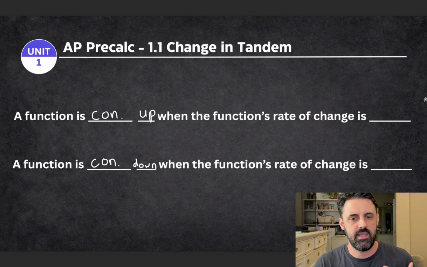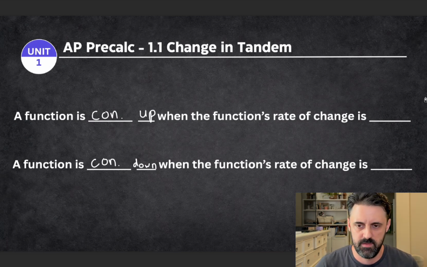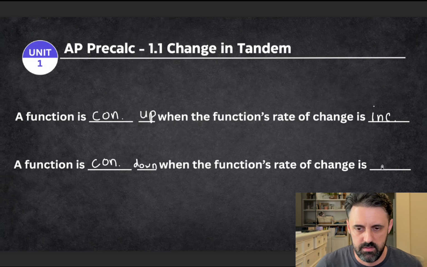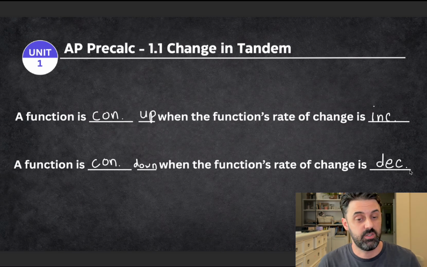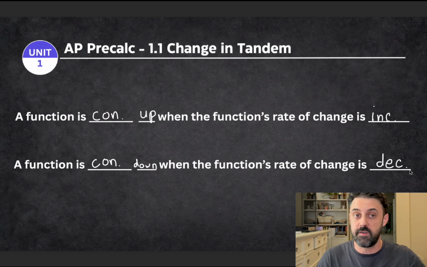Now we're going to look at a function's rate of change when that function is either concave up or concave down. A definition of concave up is that the rate of change is increasing, and the rate of change is decreasing if the function's concave down. Now, the reason this gets confusing is we just used the words increasing and decreasing. They were talking about the function, not the function's rate of change.